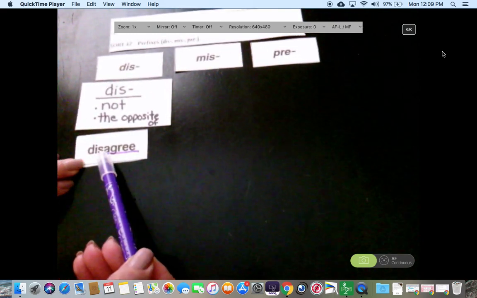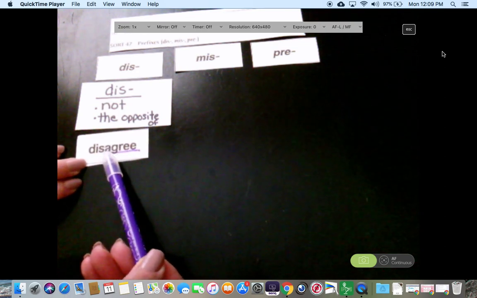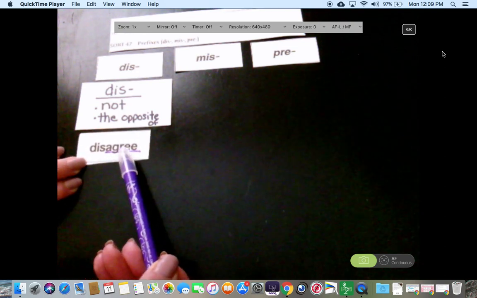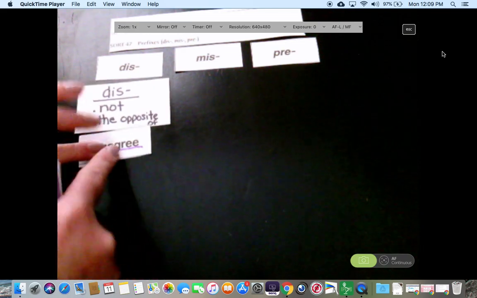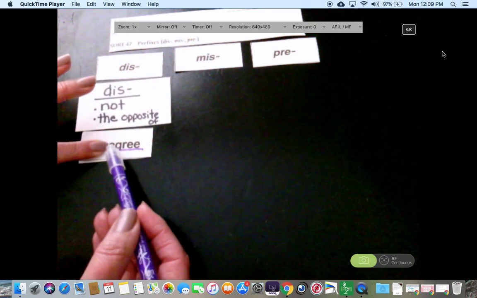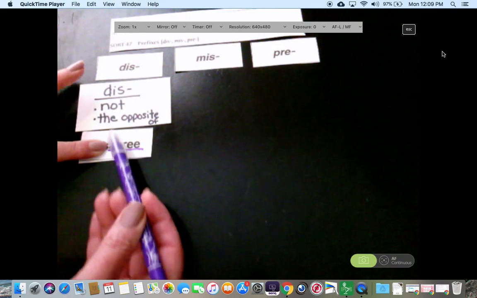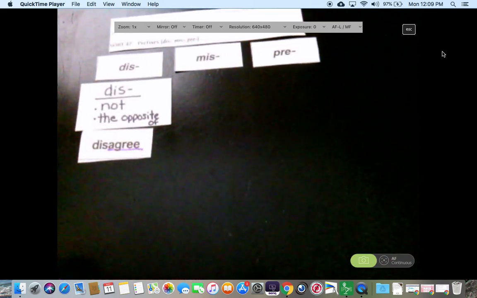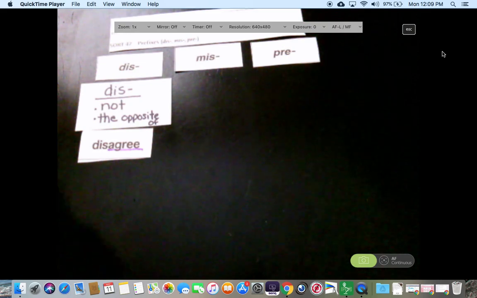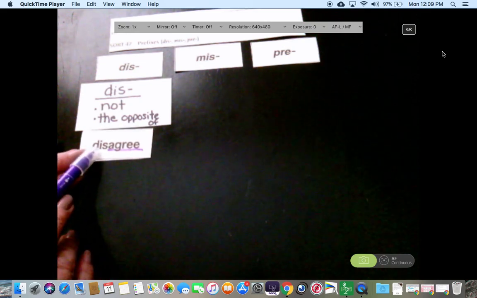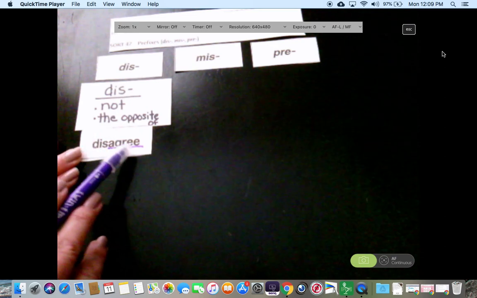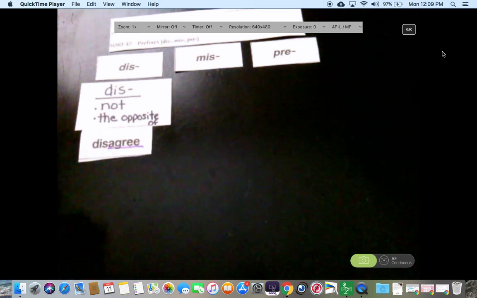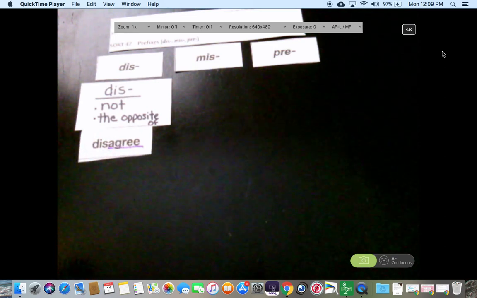So when you look at the base word, if you know what the base word agree means, then you can cover up the prefix. Then you have to think to yourself, okay, if I have dis in front of it, that means it's going to be the opposite of or not. So to not agree is the meaning of disagree. All right, so let's take a look at our next example word.